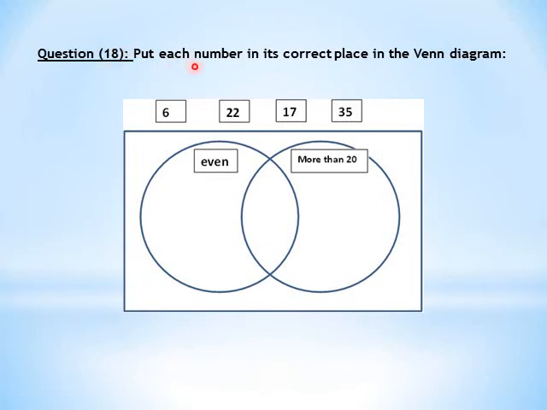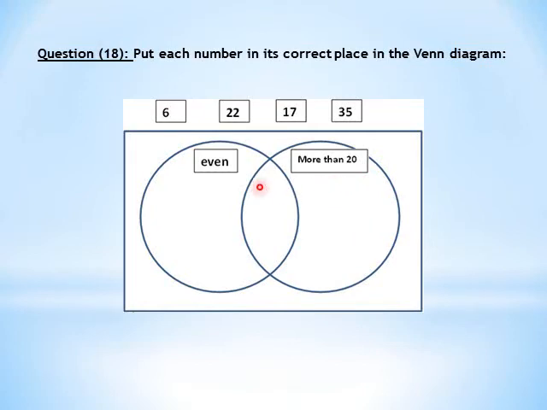Question 18. Put each number in its correct place in the Venn diagram. Let's revise first the Venn diagram. In the Venn diagram, I have 2 circles. Each circle has a name. So this circle on the left side is for even numbers. So any even number goes here inside this circle. The right side circle is for numbers more than 20. So any number more than 20 goes here in this circle.